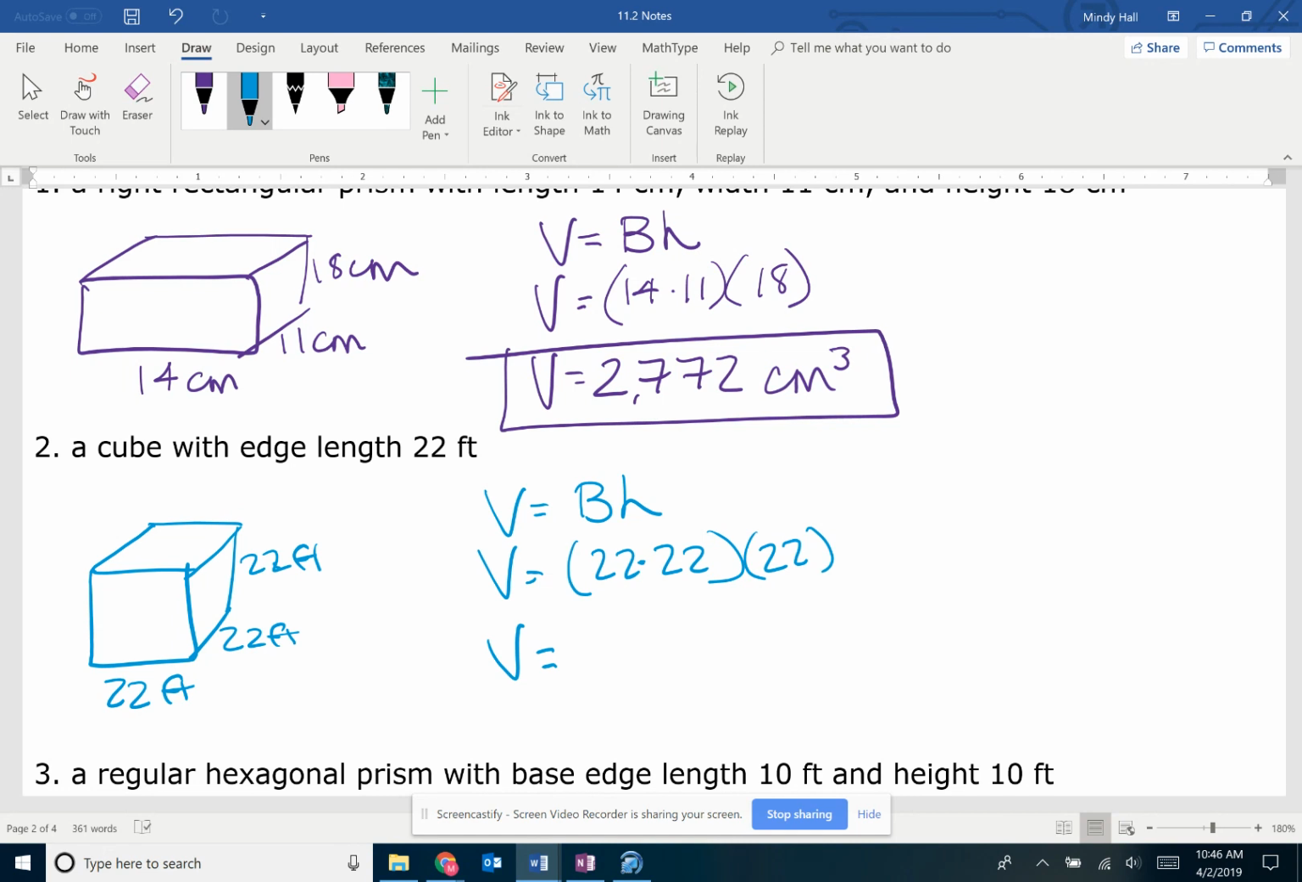But 22 times 22 times 22 gives you 10,648 feet cubed. Oops. Okay.